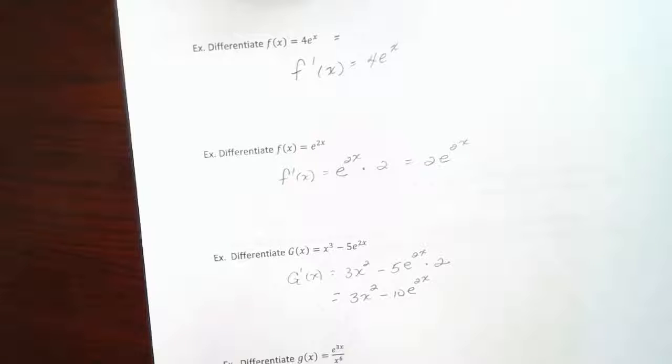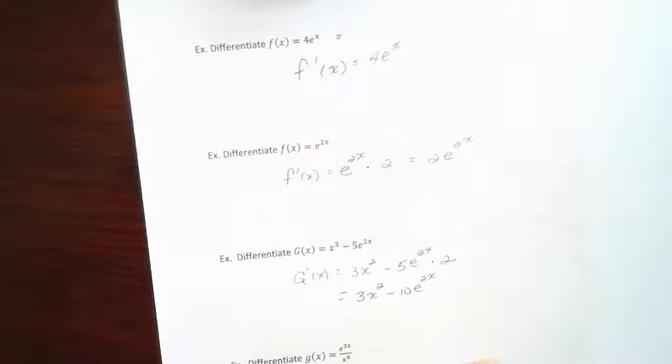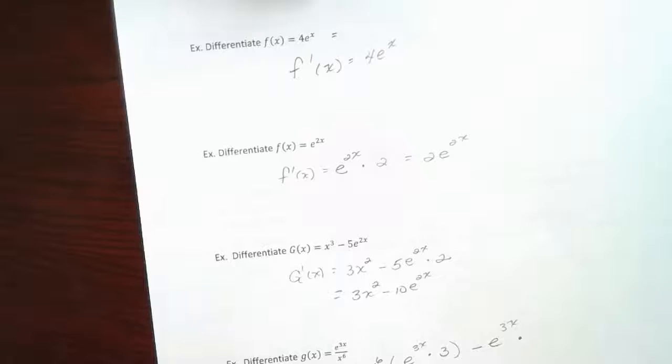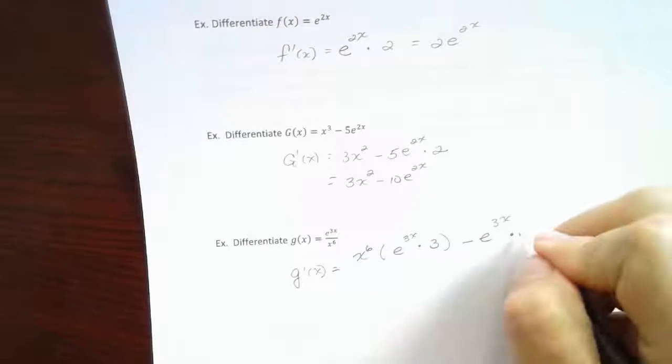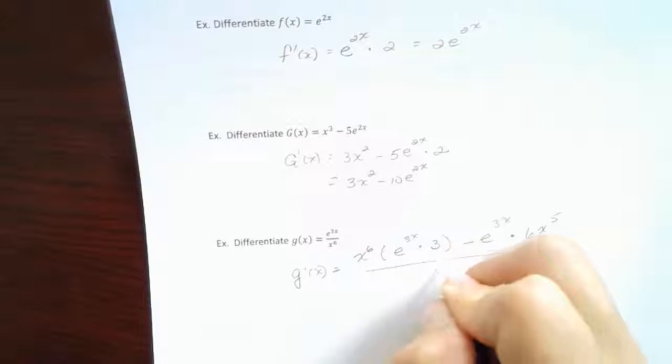All right, for our next example, we have a quotient, so we're going to have to use the quotient rule. So g prime of x will be equal to the bottom, x to the 6th, times the derivative of the top, so e to the 3x power times the derivative of 3x, which is 3, minus the top, e to the 3x power, times the derivative of the bottom, which is x to the 6th, so 6x to the 5th, all over the bottom squared.